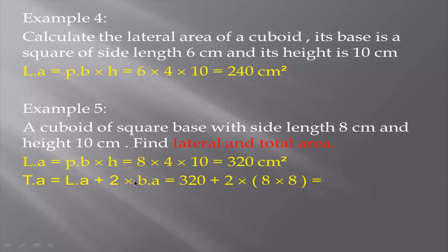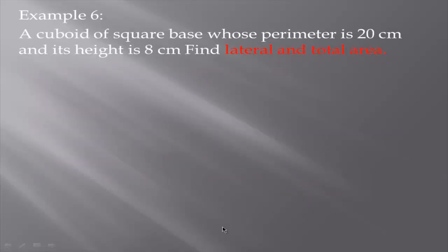Now the total area will be the lateral area plus 2 by base area. The base area here will be side by side. Why? Yes, because we have a square base. So 320 plus 2 by 8 by 8 will be, at the end, 448 centimeters square. Don't forget our measuring unit.